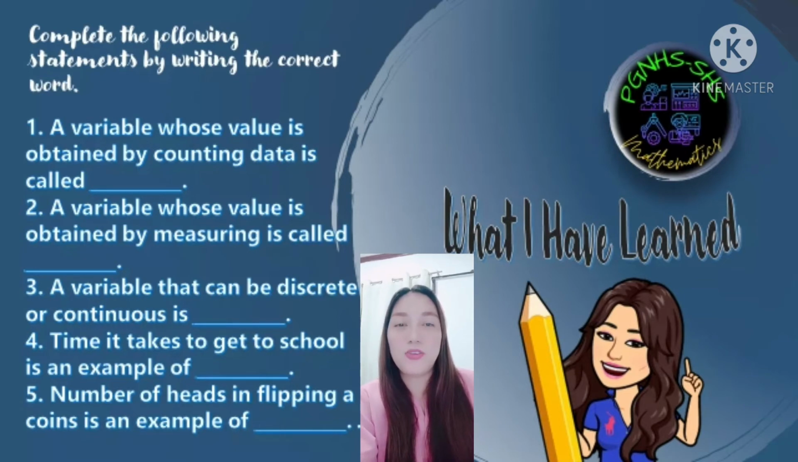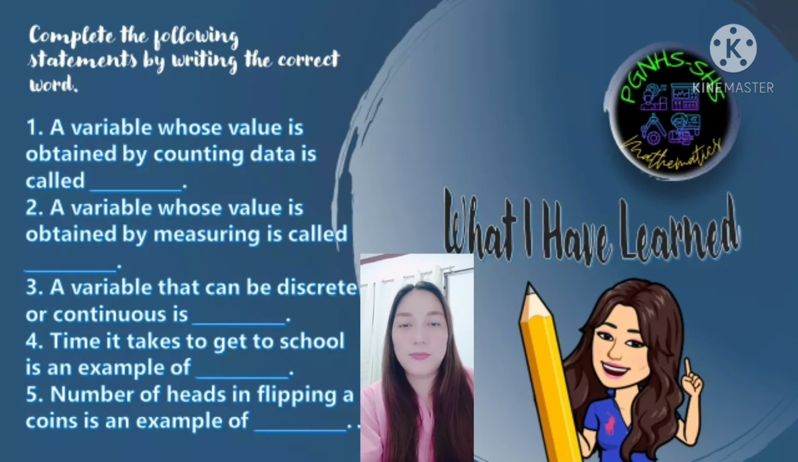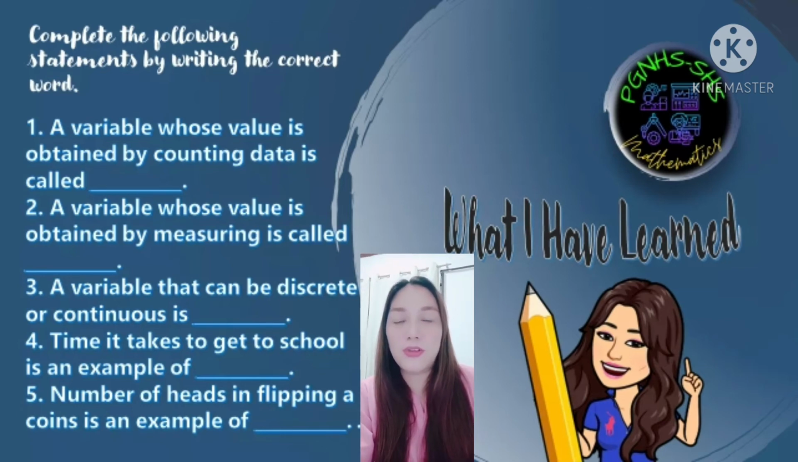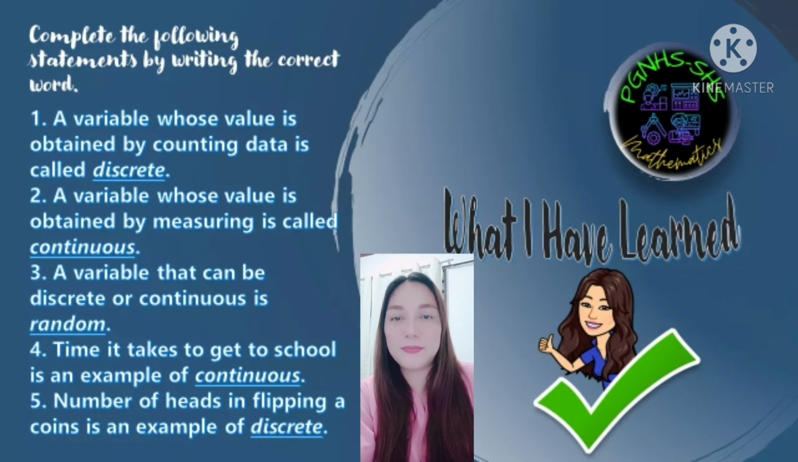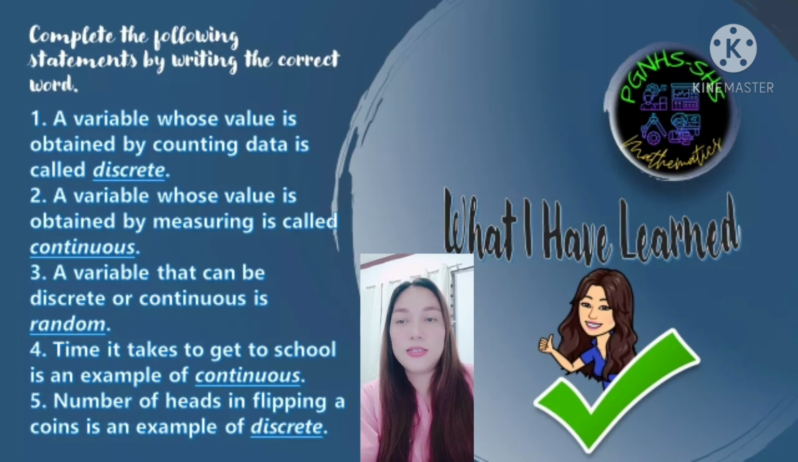Let's sum up what you've learned. Complete the following statements by writing the correct word. Pause the video while you answer numbers 1 to 5. Now let's check your understanding. 1. A variable whose value is obtained by counting data is called discrete. 2. A variable whose value is obtained by measuring is called continuous. 3. A variable that can be discrete or continuous is random. 4. Time it takes to get to school is an example of continuous random variable.